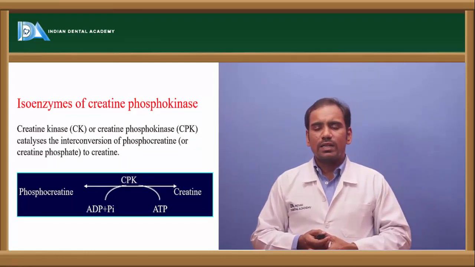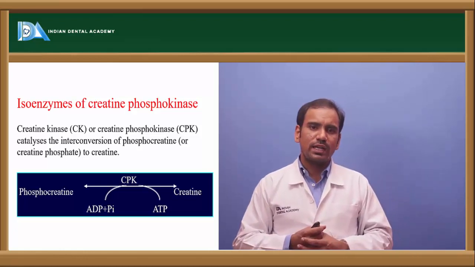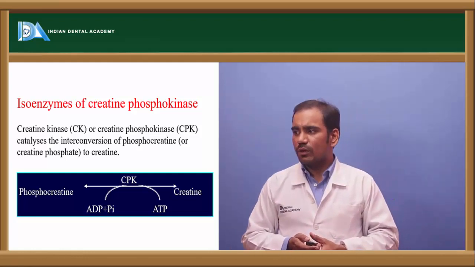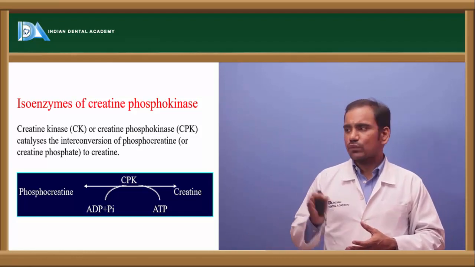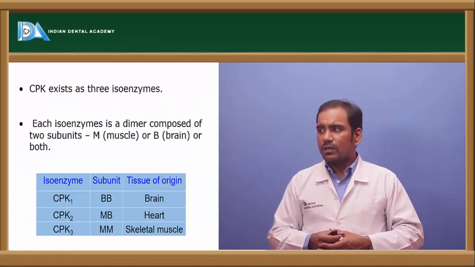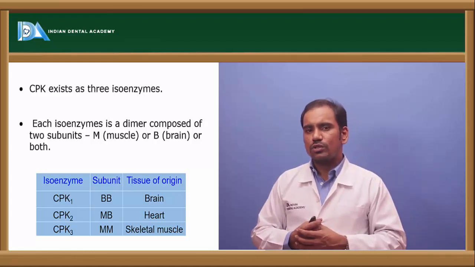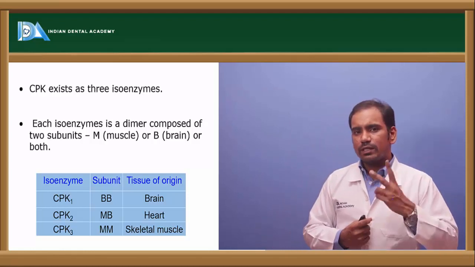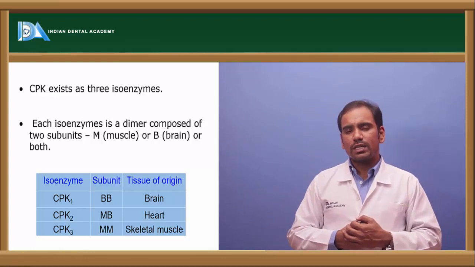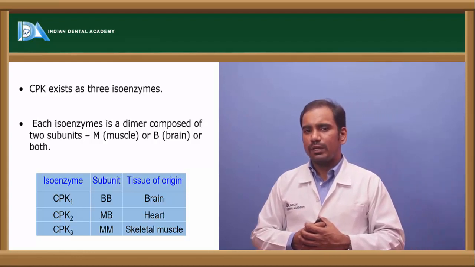Coming to another enzyme which has isoenzymes, that is creatine kinase, also called creatine phosphokinase. This creatine kinase converts phosphocreatine into creatine and creatine into phosphocreatine. CPK has two polypeptide chains, two subunits, so it is a dimer. Those polypeptide chains are of two types, B type or M type, where B means brain and M means muscle.